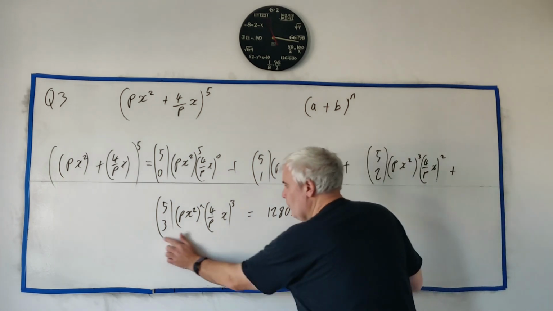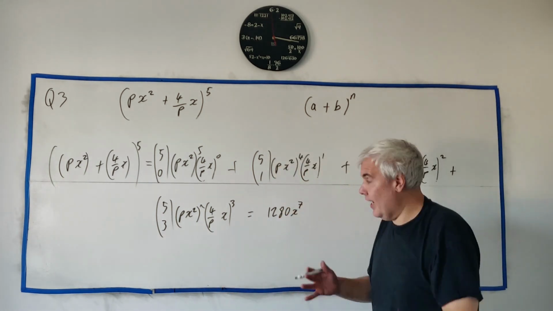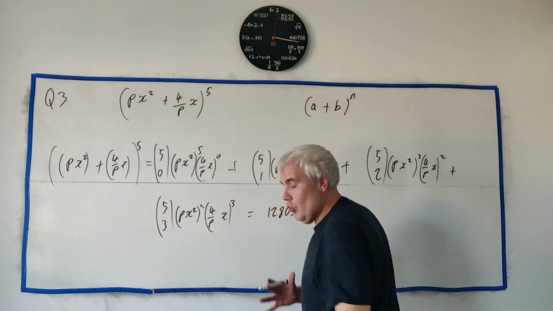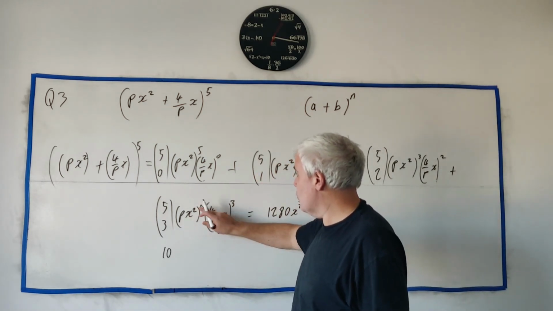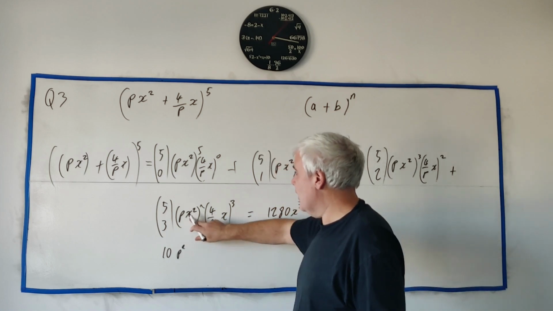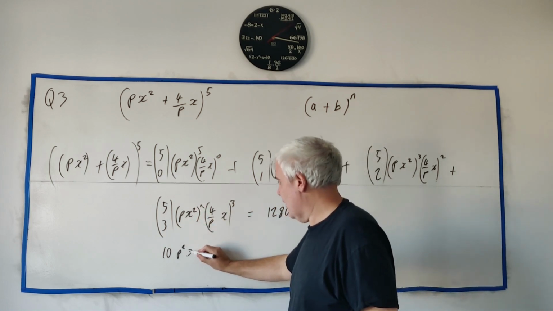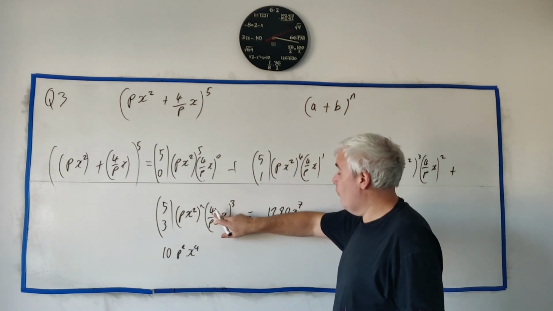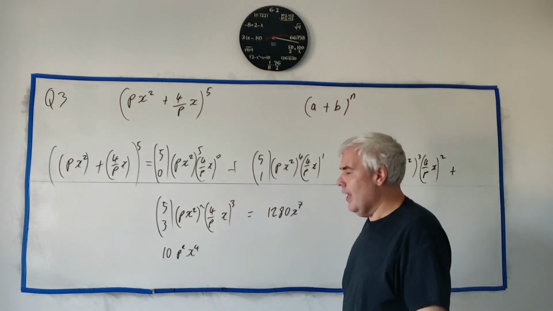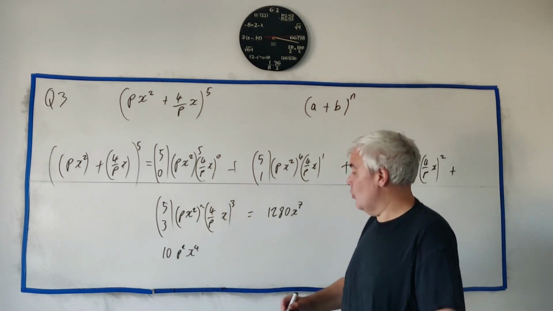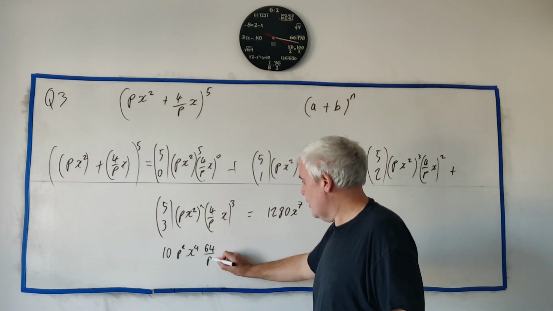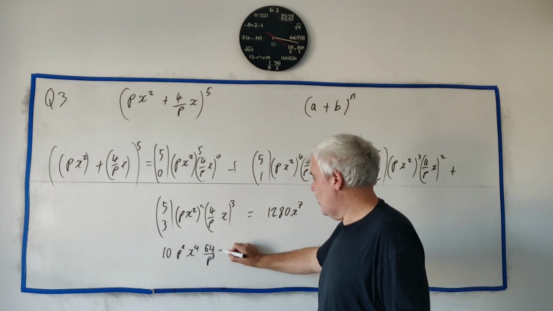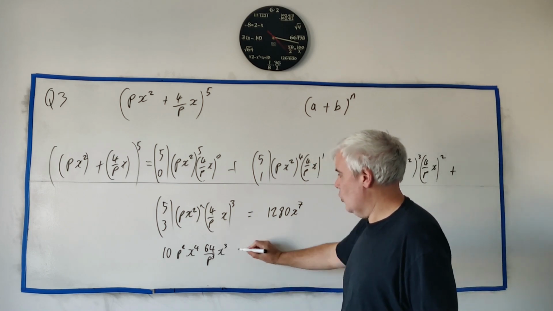So let's go ahead and multiply this side out and see what we get. 5 choose 2, do that in a calculator. It comes out as 10. P squared is p squared. X squared squared is x to the power of 4. 4 to the power of 3, that's 16 times another 4, that's 64. P to the power of 3, that's p cubed. X to the power of 3 is x cubed.